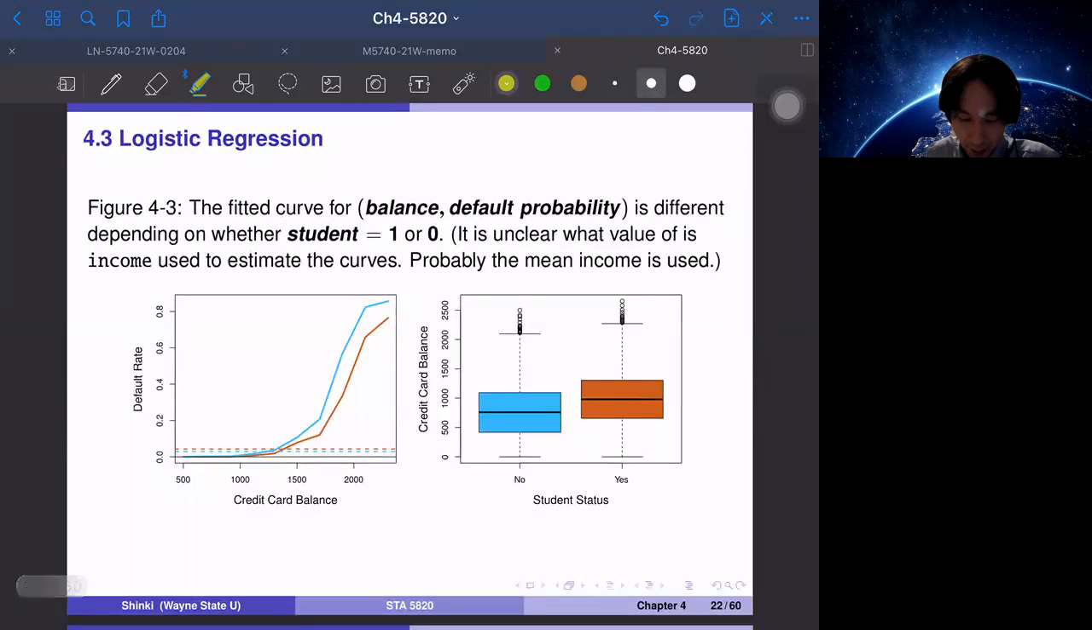So this is another representation of the logistic regression result. So the default rate by credit card balance. I think that this only compares at specific points. So that's why the curve is not smooth.